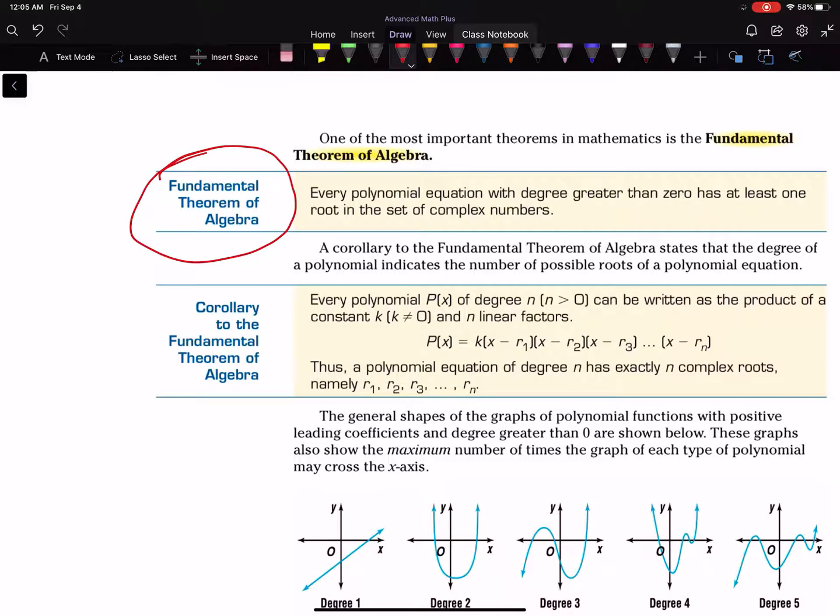And basically, it says every polynomial equation with a degree greater than 0 has at least one root in the set of complex numbers. I said what that says basically, and there's nothing basic to it. It sounds like mumbo jumbo, but all this is saying is if you have a polynomial equation, you're going to have an answer in the complex number system, okay? The number of answers will be the same as the degree of your polynomial.